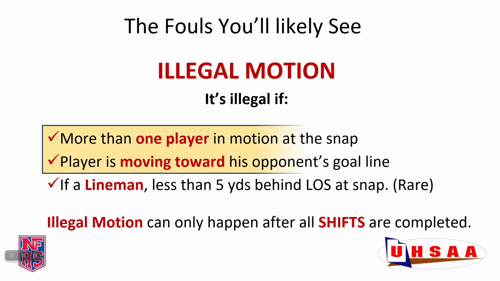But illegal motion is usually going to be a player moving toward his opponent's goal line. Most of the time, that's going to be your illegal motion, that one instance. Occasionally, more than one player in motion at the snap could be called either illegal motion or an illegal shift. So mainly illegal motion is a single player moving toward his opponent's goal line when the ball is snapped.